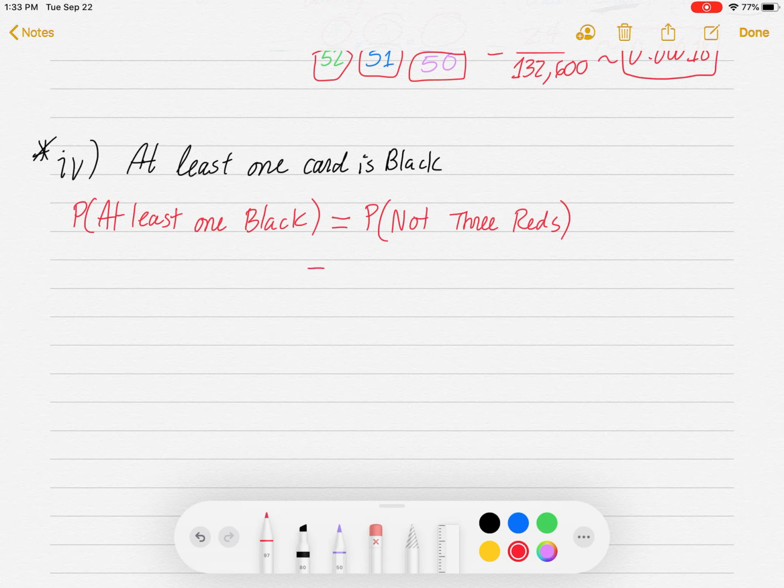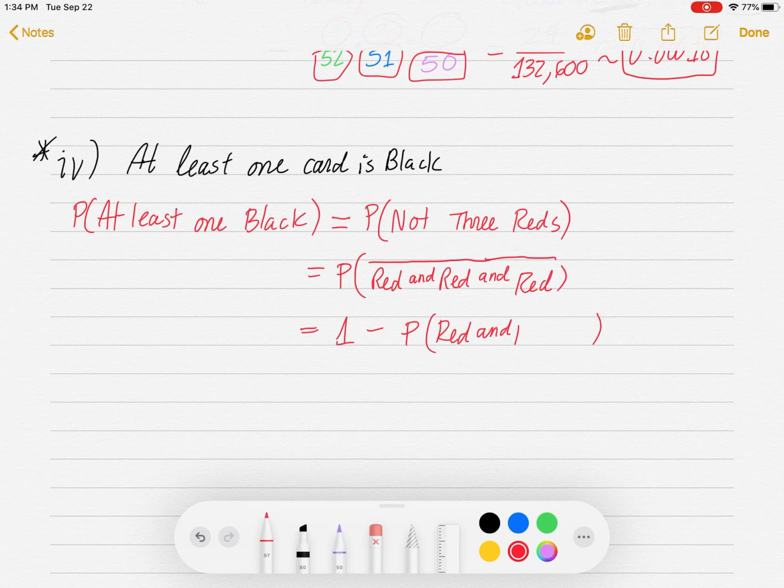In other words, you could write it this way. Probability of not, so this bar here, remember, it's called the complement bar. That means not red and red and red. So not getting all reds. That's called the complement, that bar there. It means not. So that's the same thing. Remember, the complement rule is 1 minus the probability of the event, which is here, red and red and red. 1 minus the probability of getting red and red and red.